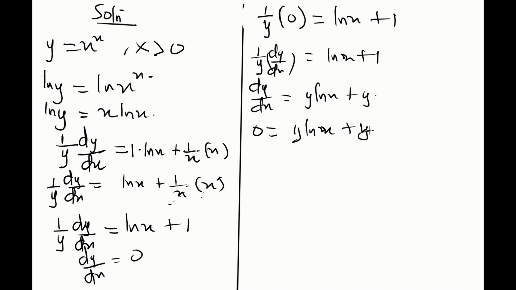What we can do is make y the subject over here. Sorry, we can factor out y, as simple as that. So we have y times ln x plus 1, which is equal to 0. But over here, we can also divide through by y. When we divide through by y, we get 0 is equal to ln x plus 1. We know that this is the same as the function over here, so we can take this away and proceed with this.